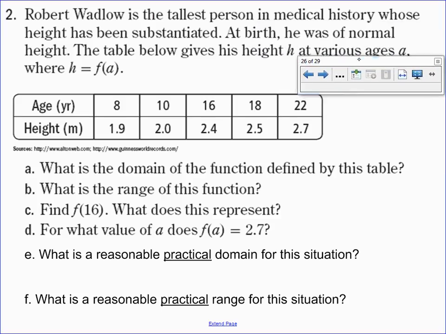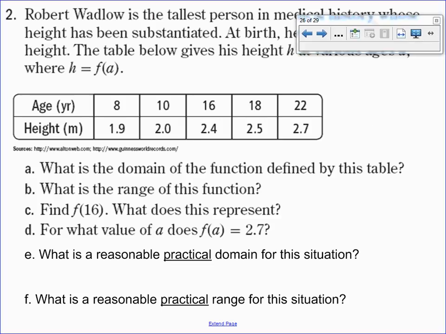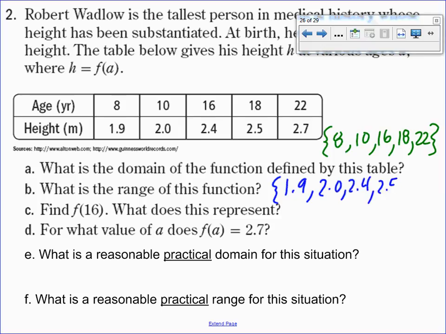Okay, let's take a look at this tabular information and answer some questions, and we have to get to the vertical line test, so we've got to hurry. What's the domain of the function in our table? If it's a table, that's a list of discrete values, so we don't use set builder. If it's a table, we just list it. So the domain would be only 8, 10, 16, 18, 22. Because I'm looking at a table, the range is only the values shown in the table: 1.9, 2.0, 2.4, 2.5, 2.7.